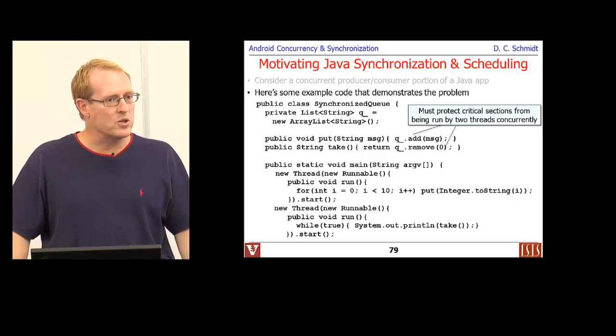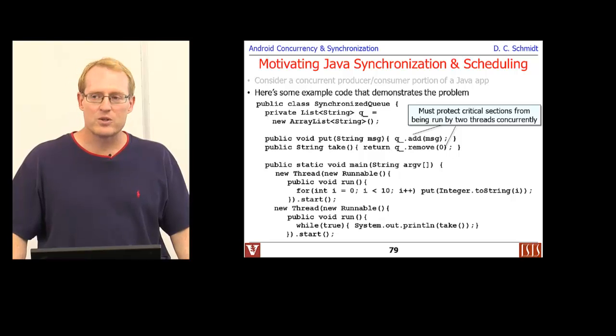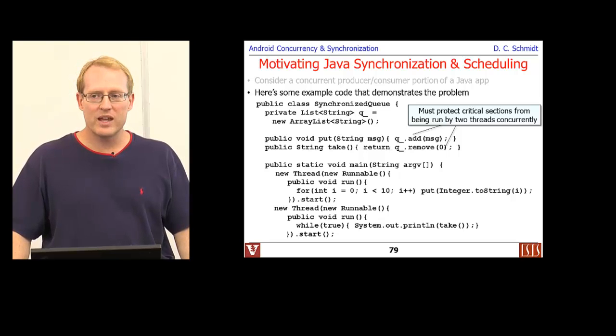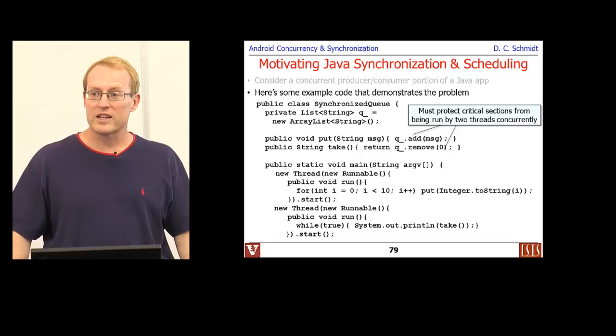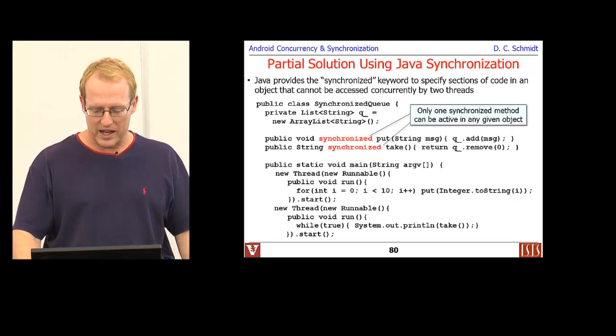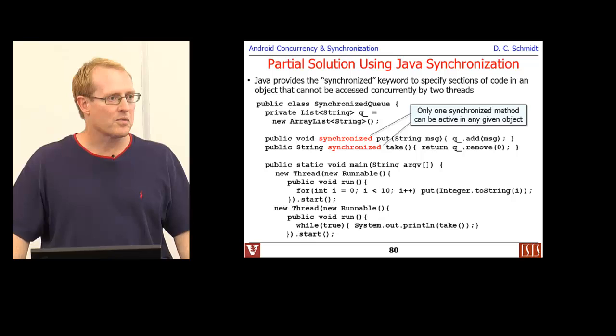So we need to do a bunch of things. First thing we need to do is make sure that we are only allowing one of these methods, either put or take, to execute inside the context of this object at the same time. And there's a real easy way to do that in Java. We apply the synchronized keyword.